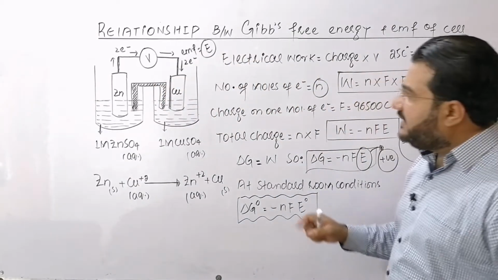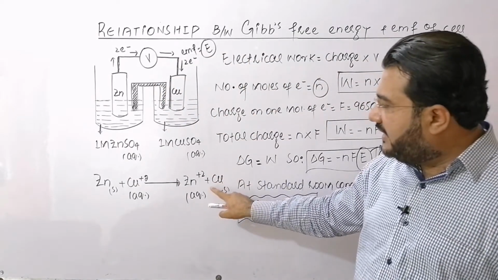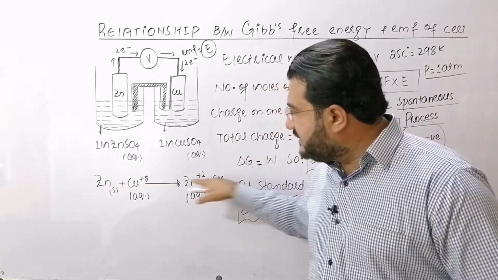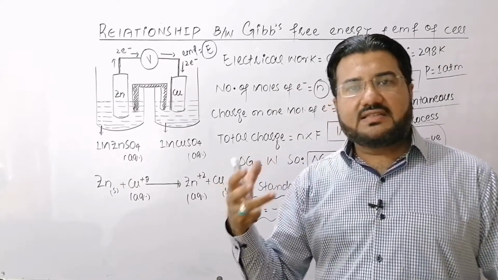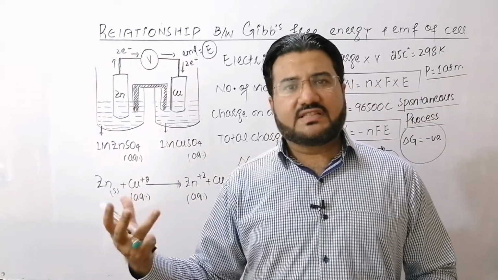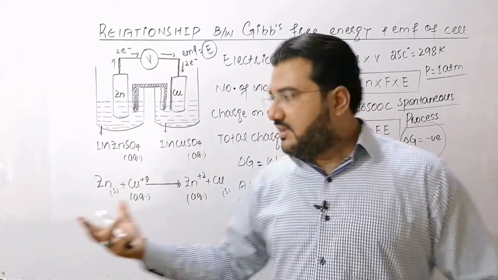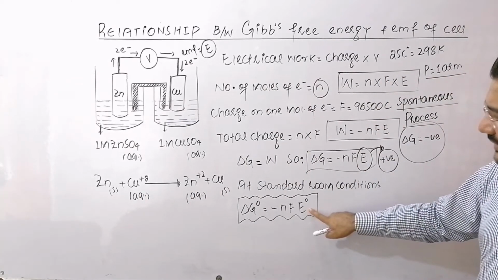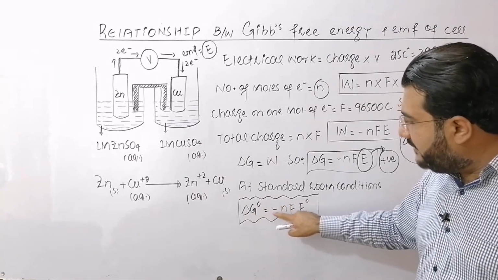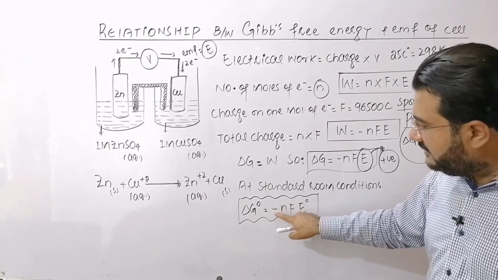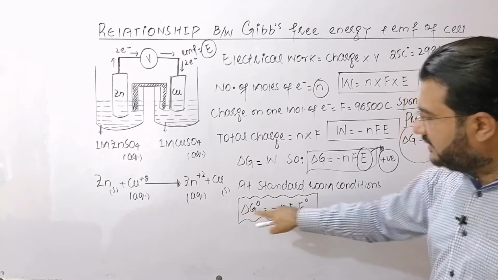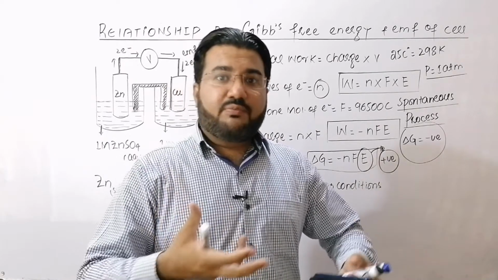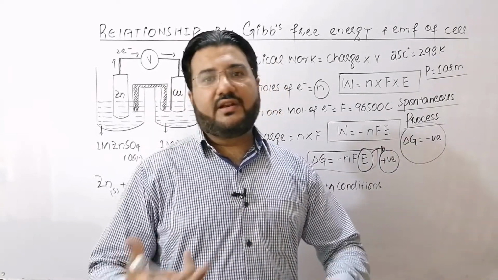Now my dear students, in case of this Daniell cell, you know that E or EMF of the cell is positive. In this case, for this particular reaction, the standard cell potential or the EMF of the cell is positive 1.10. So if E is positive, or you can say E naught is positive, then delta G naught will be negative, because this positive number multiplied with this negative sign gives an overall negative delta G naught, and then the process will be spontaneous in the electrochemical cell.